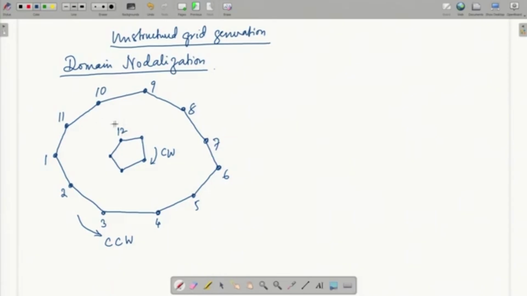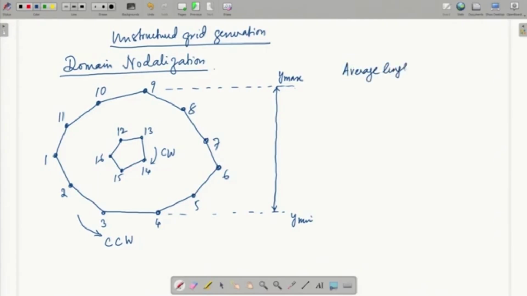We can continue with the same numbering. So, the last one was 11 in the outer boundary. So, here it will be starting with 12. So, we have marked all the nodes. Now, let us find out what is the total height of the domain. So, we have a y max, we have a y min, and the difference gives me the height of the domain. Let us find out the average length of the edges.